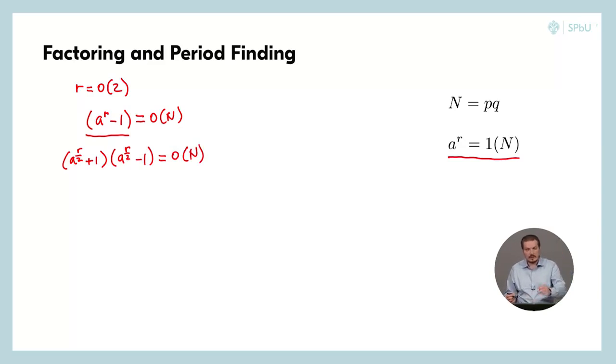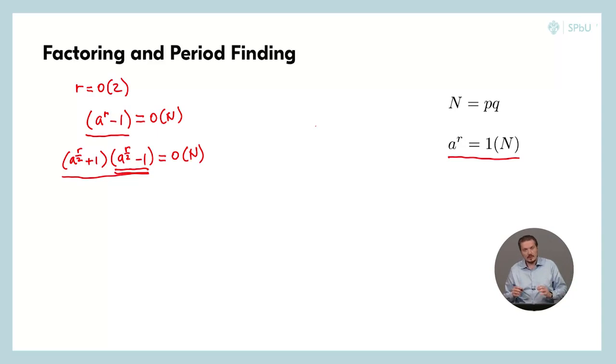So this means that n divides this product. Now we can be sure that n does not divide this factor, because if this factor was divisible by n, that would mean that a to the power r divided by 2 equals 1 modulo n. And this contradicts our assumption that r is the smallest integer for which this identity holds. So this is obviously not true.